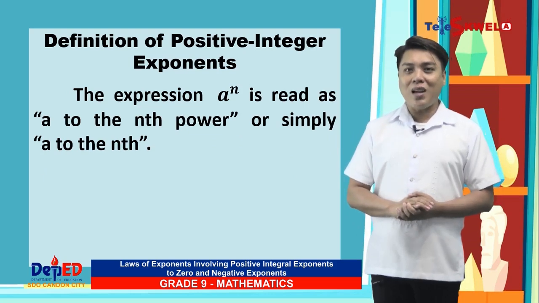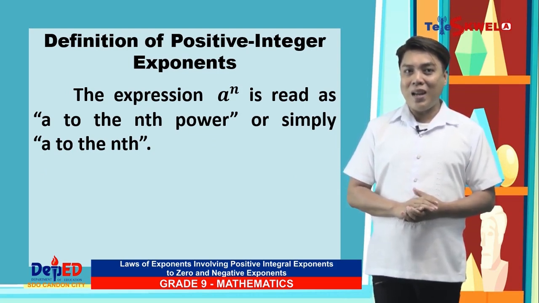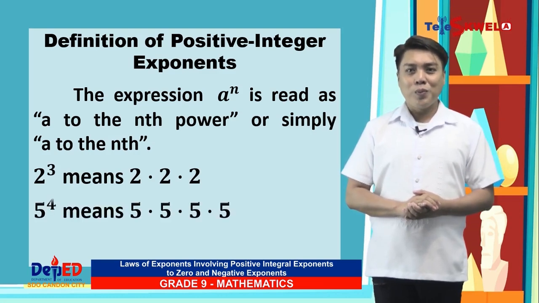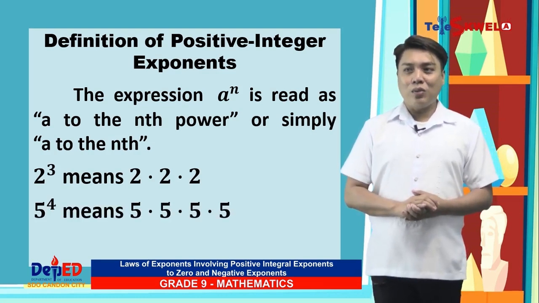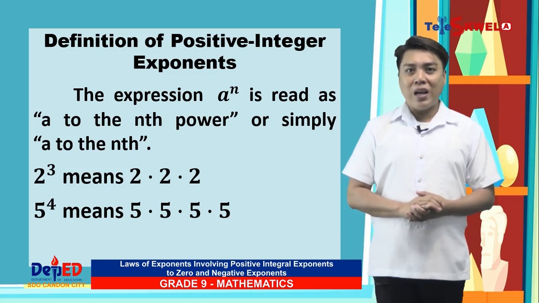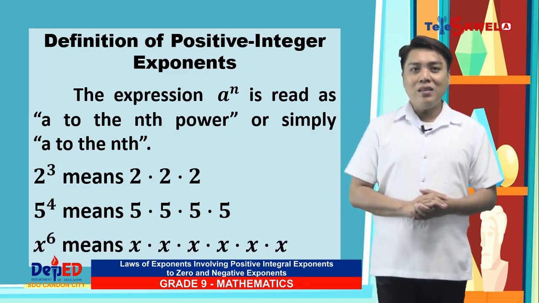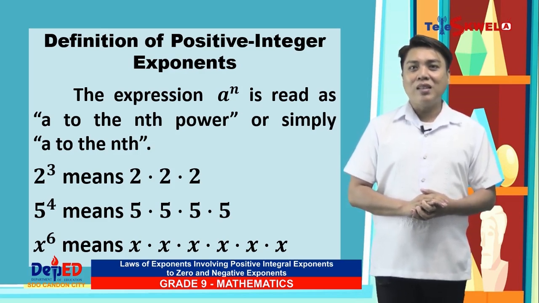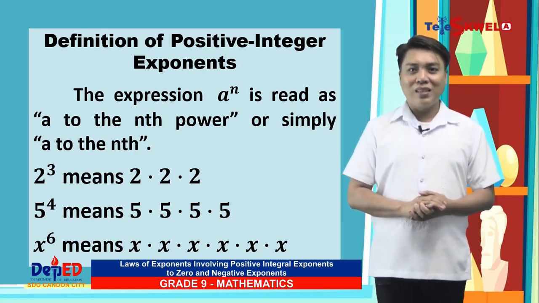The expression a raised to n is read as a to the nth power, or simply a to the nth. 2 raised to the third power means 2 times 2 times 2. 5 raised to the fourth power means 5 times 5 times 5 times 5. And x raised to the sixth power means x times x times x times x times x times x.